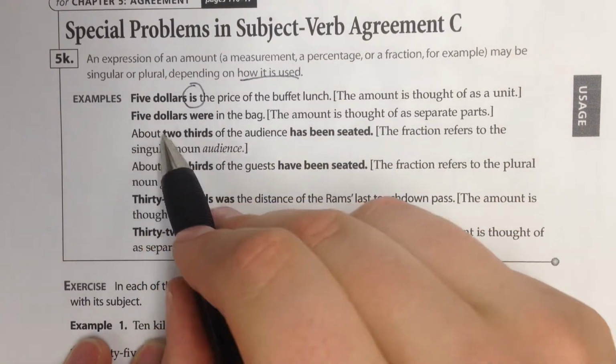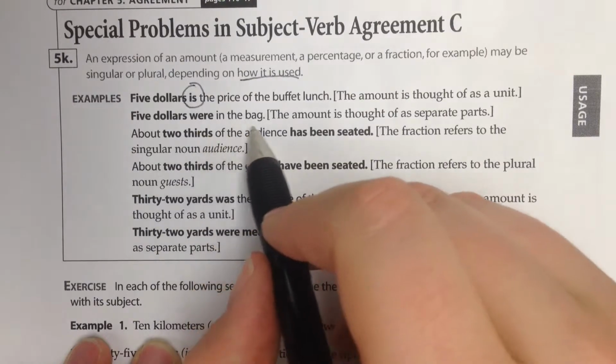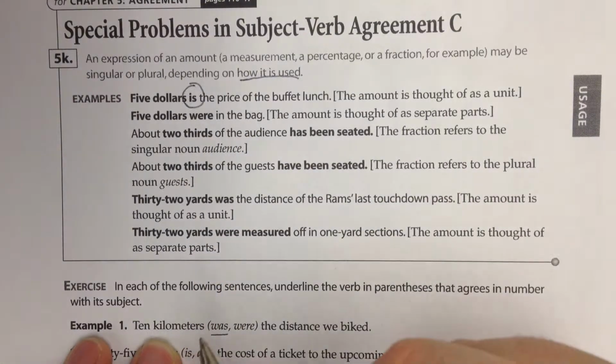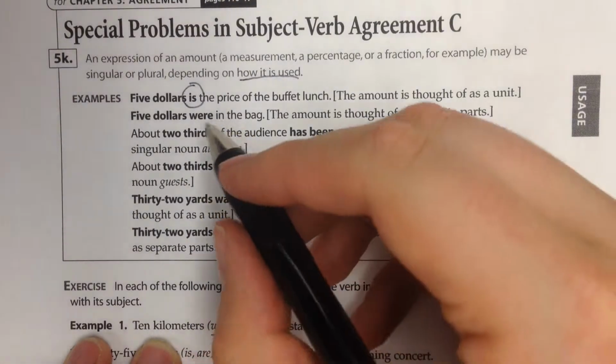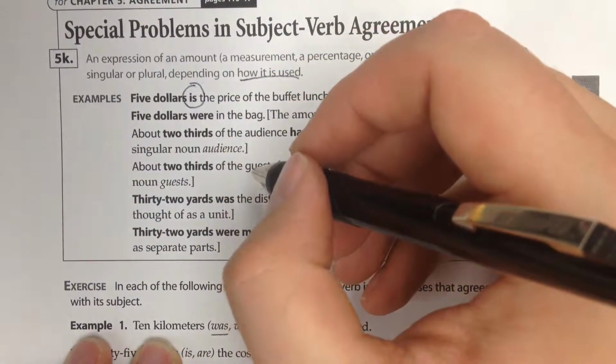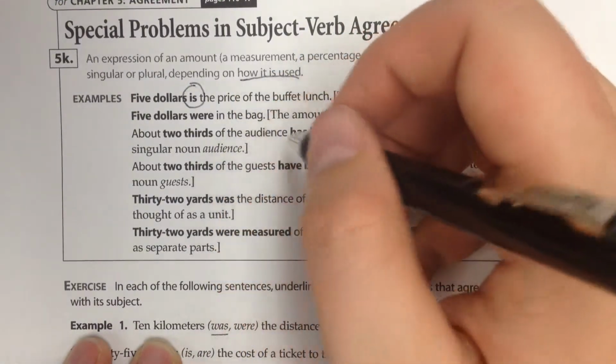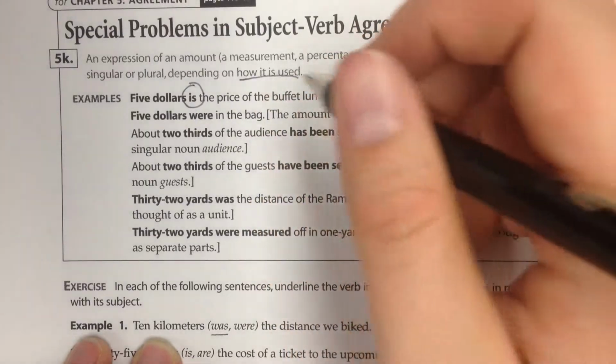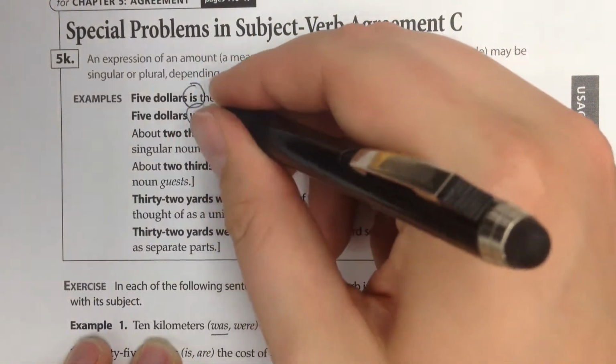And then here's another one. "$5 were in the bag." Since we're using the word were here, we're now talking about individual dollars in the bag. So that's why they use were.